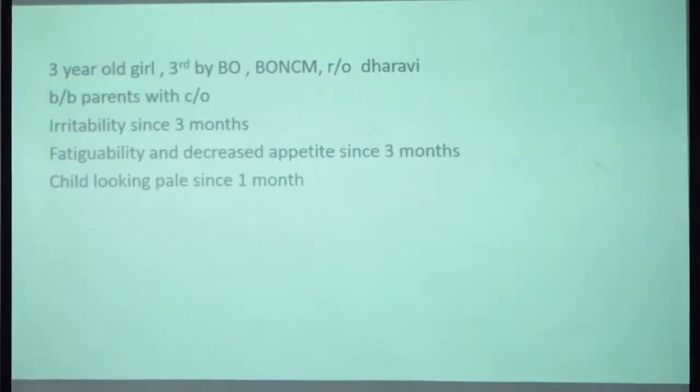My patient is a 3-year-old female child, third by birth order, born of non-consanguineous marriage, resident of Dharavi, brought by parents with complaints of irritability since 3 months, fatigability and decreased appetite since 3 months, and child looking pale since 1 month.